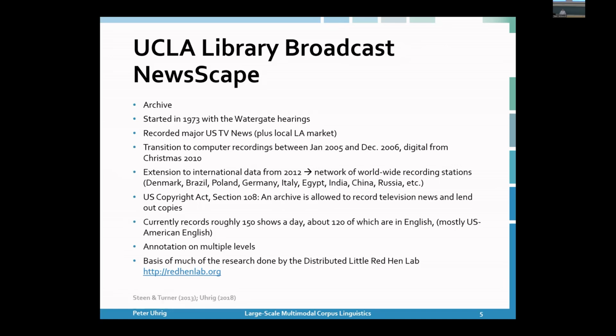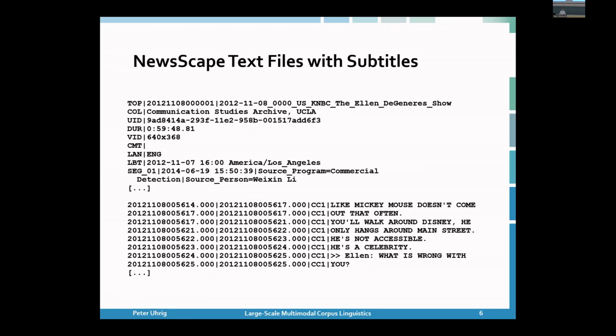So NewsScape just decided, because they could, to develop their own data format. And that means you have to start working with data that looks like this. Now, I know all of you are aspiring corpus linguists and are happy to dig into technical textual data. Well, maybe not, but this one here is relatively simple. It has a header up here where you say, okay, we have the show title, Ellen DeGeneres Show, and collection, communication department, duration, video resolution, language, local broadcast time, and so on.